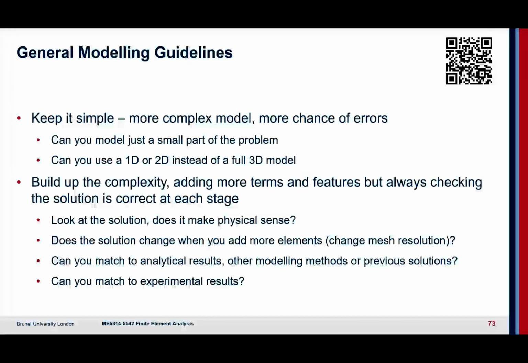Can you match the solution to analytical or other modeling methods? Do you have previous solutions where you knew the code worked correctly to work backwards? And then finally, experimental results. And generally, it's quite difficult to find good experiments that you can match. But really, these analytical cases for the simple ones are worth doing. Other modeling methods. So, for example, with this exercise, use ANSYS. Set up the same case in that, and just check that your solver is doing the same thing. In principle, you should be able to get exactly the same results as ANSYS. If you don't, then why? It's an interesting question.